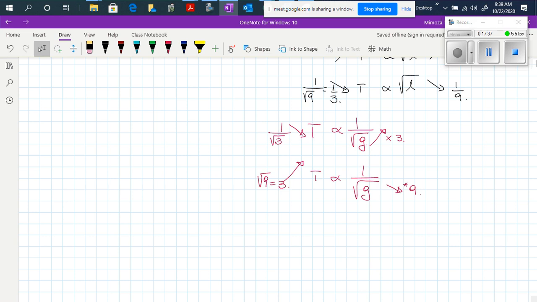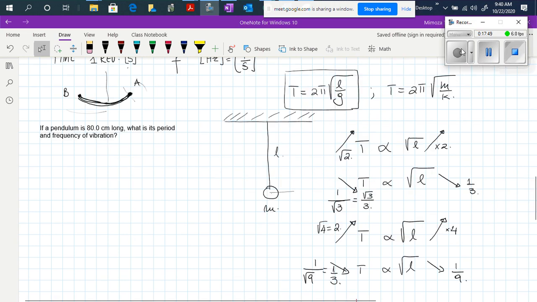So you should be able to identify, especially for the length, what is happening with the period when you are changing the length by a certain factor. Let's take a look at this example here. If a pendulum is 80 centimeters long, what is the period and the frequency of the vibration or the periodic motion?